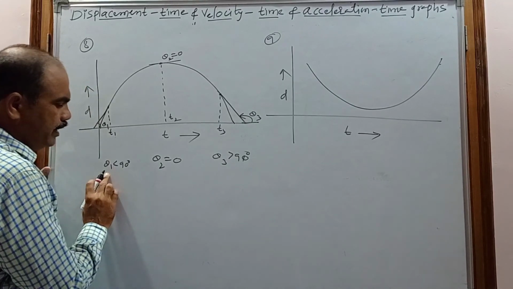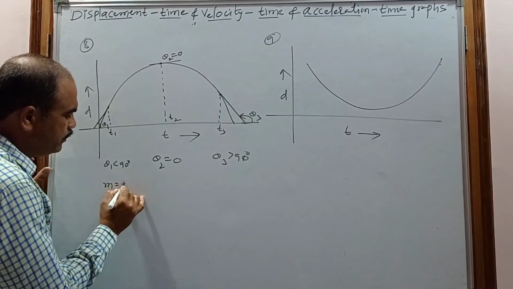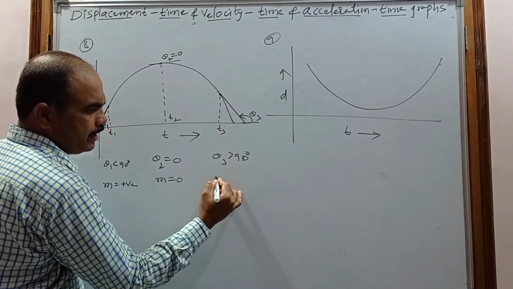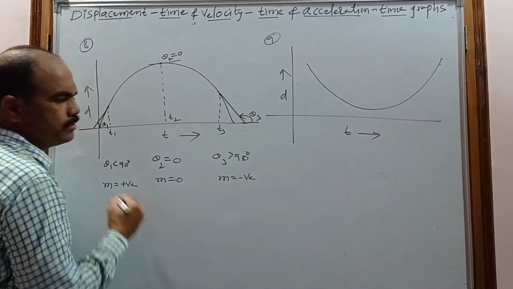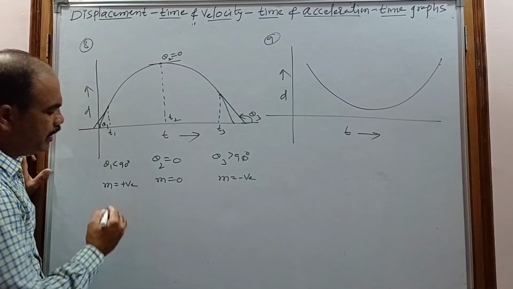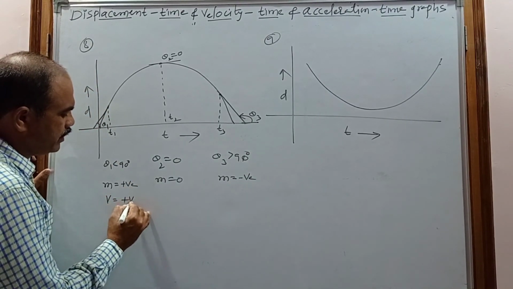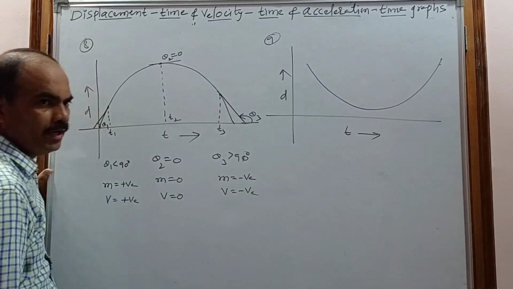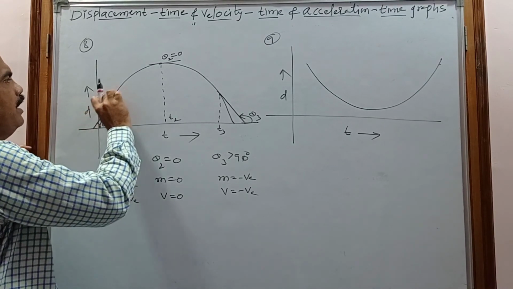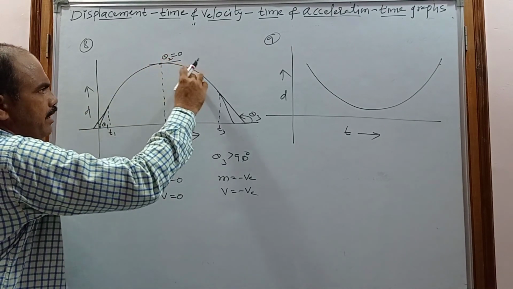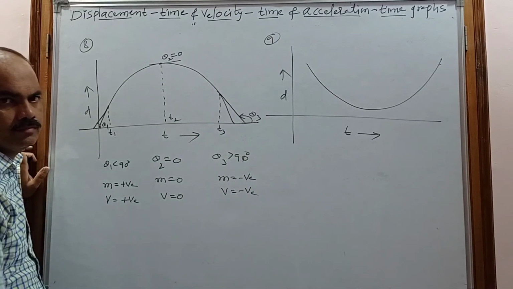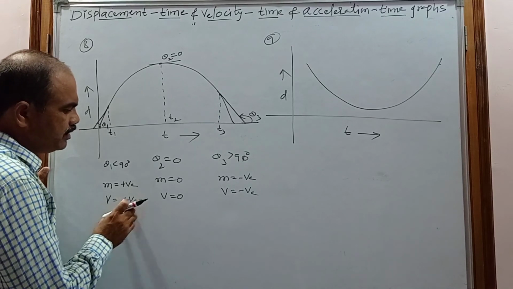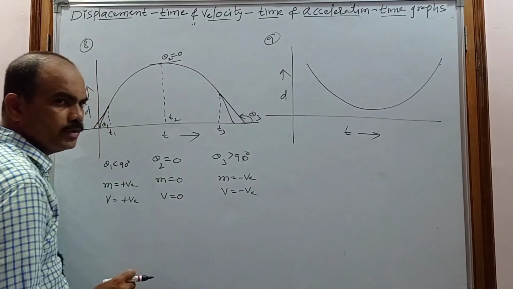So when theta is less than 90, the slope is positive. When theta equals 0, the slope is 0. When theta is greater than 90, the slope is negative. But the slope of the displacement versus time graph represents velocity. So that's why here the velocity is positive, here the velocity is 0, and here the velocity is negative. It starts with positive velocity, after that it becomes 0, and again it will be negative.